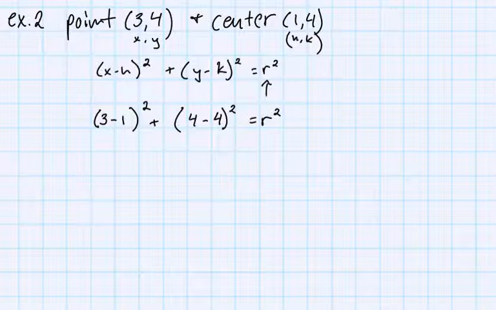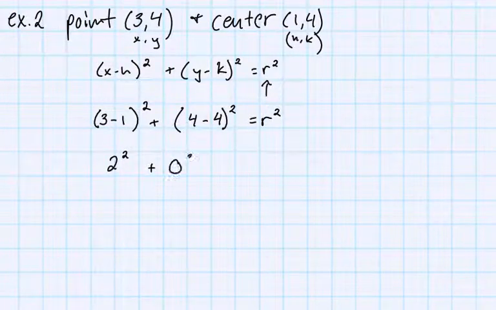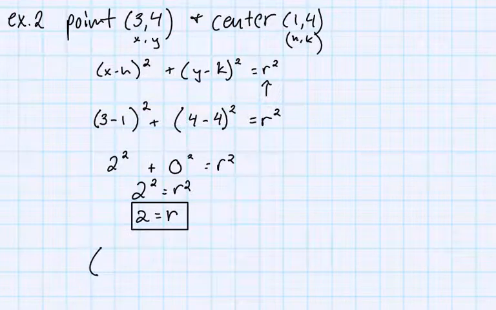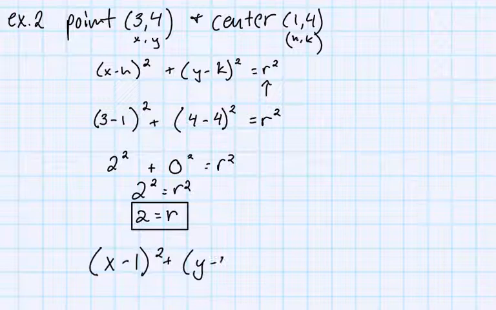Okay, so 3 minus 1 is 2 squared, plus this will end up being 0 squared equals r squared. Alright, if 2 squared equals r squared, that means 2 equals r. So my radius is 2, so then when I plug my center and my radius back in for my final equation, I will get (x minus 1) squared plus (y minus 4) squared equals 2 squared, which I'm just going to go ahead and replace with a 4 and multiply it out.